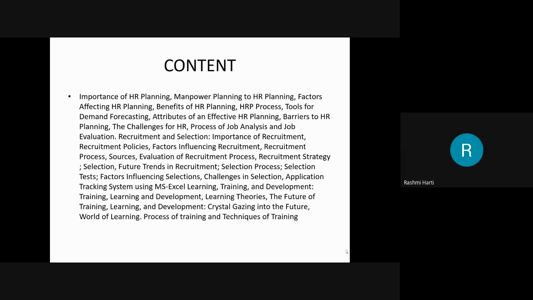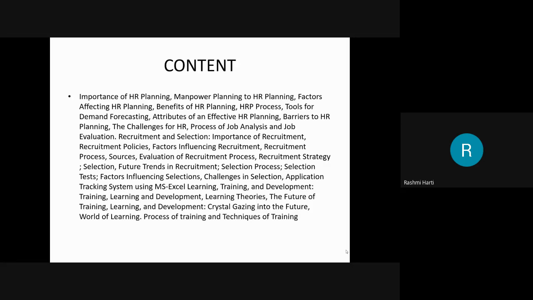In recruitment and selection you have importance of recruitment, policies of recruitment, factors influencing recruitment as well as the recruitment process, sources of recruitment, evaluation of each recruitment process, then recruitment strategy. So this is all you're going to learn in recruitment and selection. And then you have the third part in module 2, that is selection. Here you will be looking into future trends in recruitment, process of selection, selection tests, factors influencing selection, challenges in selection, then application tracking system using MS Excel learning.